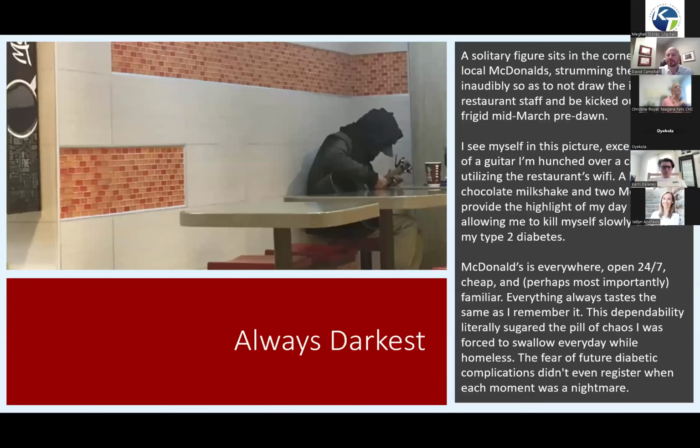He speaks about this individual initially quite beautifully about what he sees, a solitary figure sitting there inside the McDonald's. And then he reflects and says, "I see myself in this picture, except instead of a guitar, I'm hunched over a cell phone using the restaurant's Wi-Fi. A large chocolate milkshake and 2 McDoubles provide the highlight of my day while also allowing me to slowly kill myself due to my type 2 diabetes. McDonald's is everywhere, open 24/7, cheap, and most importantly, familiar. Everything always tastes the same as I remember it. This dependability literally sugared the pill of chaos I was forced to swallow every day while homeless. The fear of future diabetic complications didn't even register when each moment was a nightmare." And you can see how this image really illustrates the sentiments and the feelings that Matt was trying to convey.